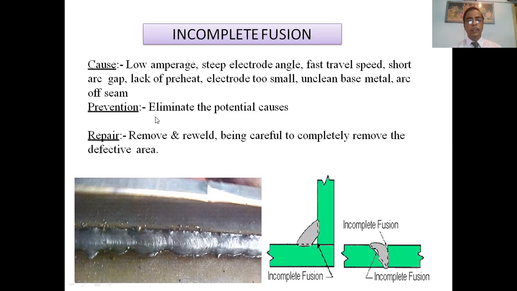Prevention: eliminate the potential cause. Repair: remove and rebuild, being careful to completely remove the defective area. So this is incomplete fusion. There is a gap when welding at this angle, and this portion is incomplete fusion.